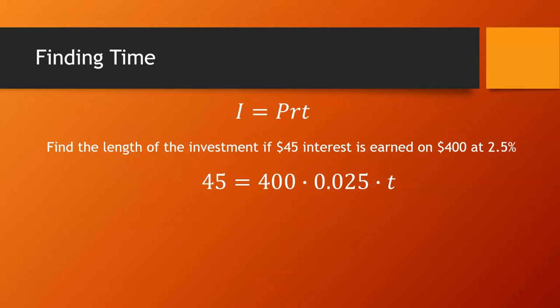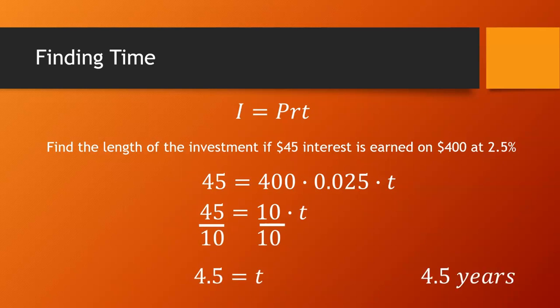On the right side of the equation, we'll multiply 400 times 0.025 to get 10, and then to isolate the t, we'll divide both sides by that 10 to get t equals 4.5. So the length of the investment is 4.5 years.